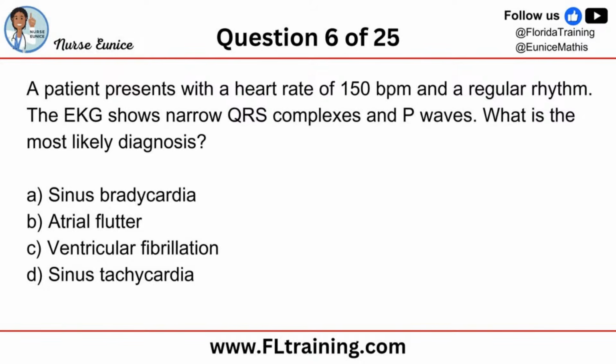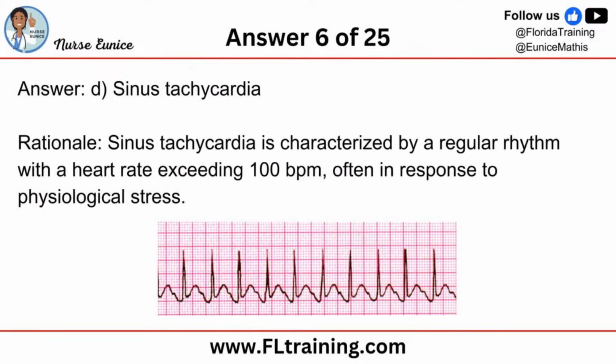The fact that it said regular and narrow means that the rhythm is being produced from the upper part of the heart. So it's not ventricular. What would be the correct response? If it's wide and bizarre, it's ventricular. If it's narrow, it's coming from the atrium. So for this particular question, if you chose D, sinus tachycardia, you are correct.